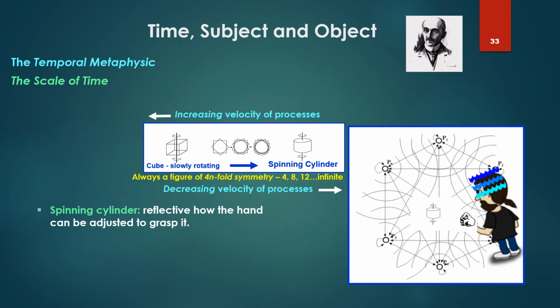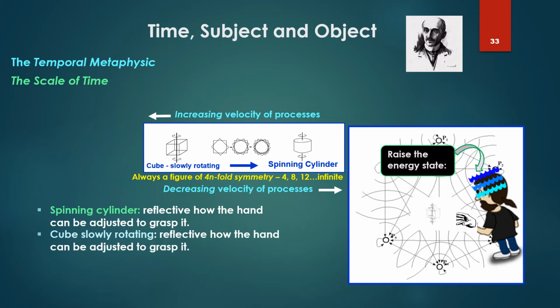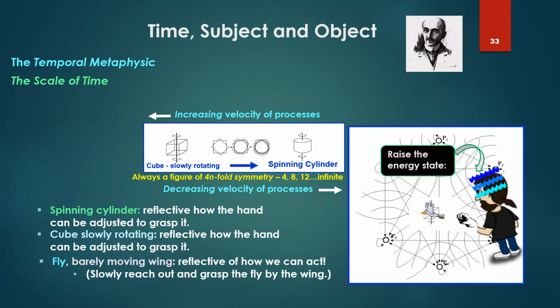The spinning cylinder would be reflective of the hand, how the hand can be adjusted to grasp it. Again, raising the energy state to where we have a cube slowly rotating. Again, that cube reflecting now how the hand can be adjusted to grasp it. The fly with its barely moving wing, at the scale of time, very small scale of time, is reflective of how O can act, the organism can act. That is, in this case, could slowly reach out and grasp the fly by the wing.